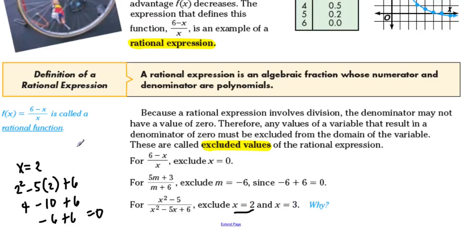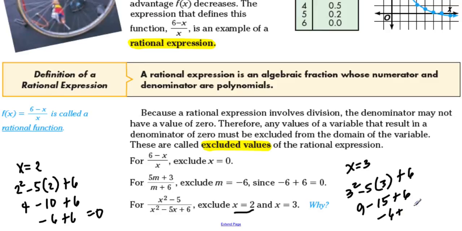If we equate x to 3, okay, so if x were equal to 3, in this case, that would be 3 squared minus 5 times 3 plus 6, or 9 minus 15 plus 6, or negative 6 plus 6, which will still be equal to 0. And that's the reason why x should not be equal to 2 and x should not be equal to 3. Those are the excluded values of this rational expression. Okay? Now we'll find out how you find 2 and 3 later on as excluded values.